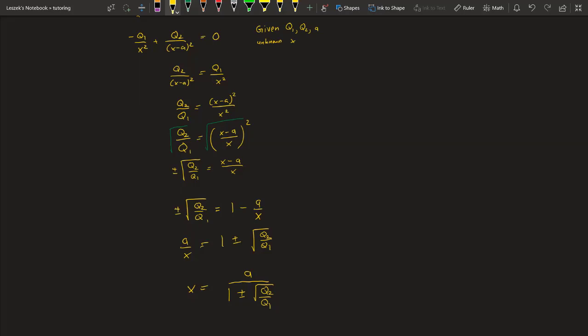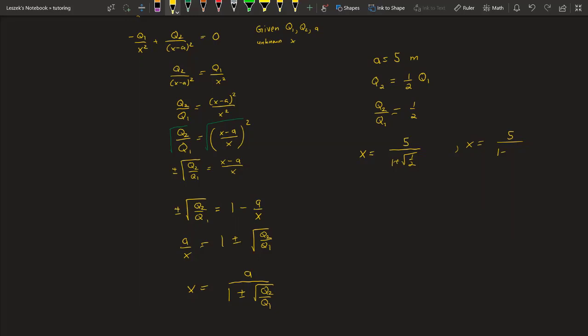Okay. So maybe we can plug in numbers. A is 5 meters. If you look at the problem, you notice that charge 2 is half the amount of charge 1. So q2 divided by q1 is a half, and we get two solutions. x is 5 divided by 1 plus the square root of a half, or x is 5 divided by 1 minus the square root of 1/2.